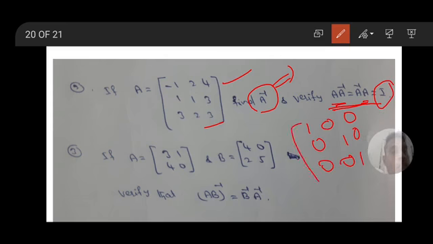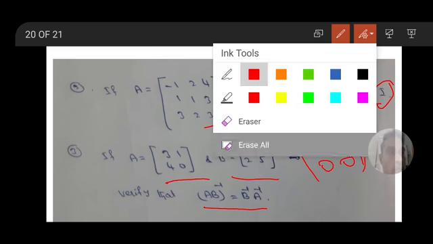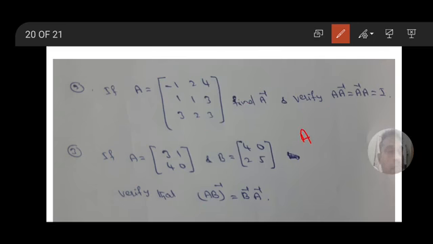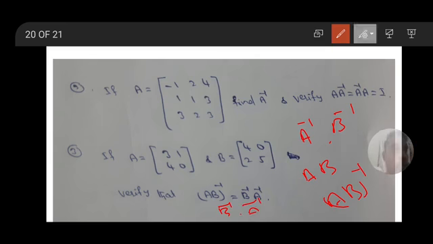Okay. Next problem, if A equals 3 1, 4 0, a 2 by 2 matrix, and B equals 4 0, 2 5, then verify that AB whole inverse equals B inverse into A inverse. So first find A inverse, next B inverse. After completing the LHS, we multiply AB and then find AB whole inverse. Next, B inverse into A inverse, and both the values will be equal.